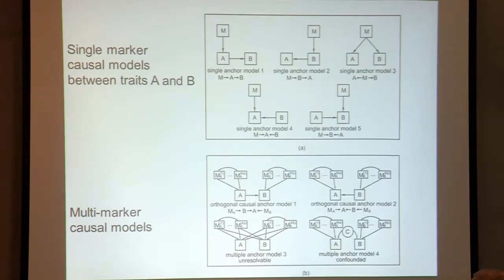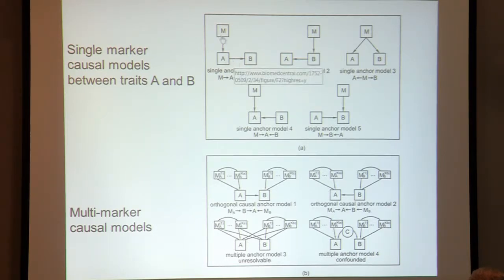Now, in our situation, we restrict our attention to very simple causal models. Here I describe 5 different causal scenarios involving 2 quantitative traits, A and B, and 1 SNP marker, M, which stands for marker. We evaluate these 5 different causal scenarios.